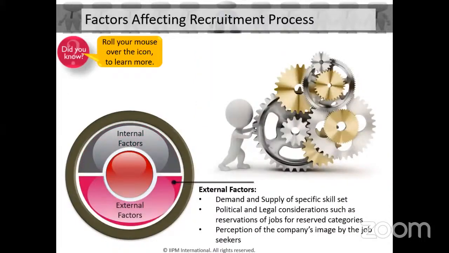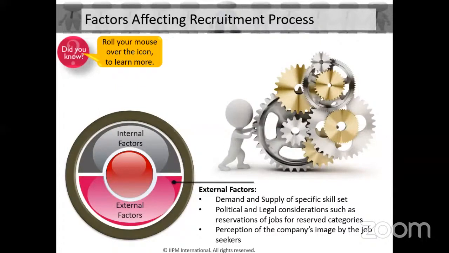So let's talk about the external factors. The external factors that affect recruitment include demand and supply of a specific skill set. So when we look out for a particular skill set and it's not readily available, the supply will be low and the demand will be higher. The other one is political and legal considerations, such as reservation of jobs for reserved categories.